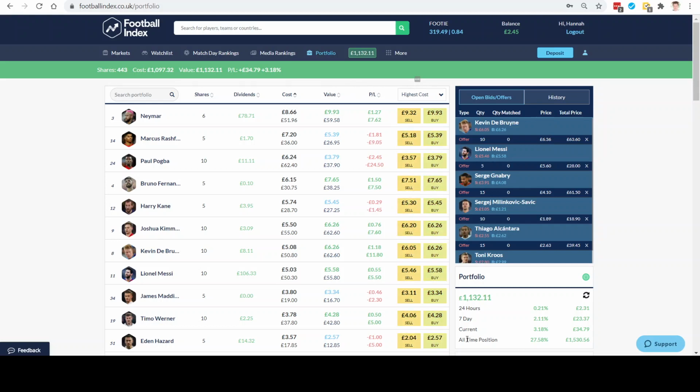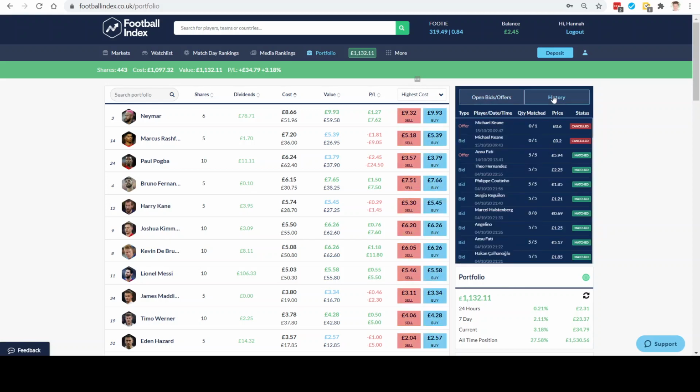But you can see the all-time position here. So this is your all-time profit, the players that you've sold, bought, that sort of thing, and your current portfolio. So that adds it up all together. You've also got on here your current again, which is this one, and 7-day portfolio figures and last 24 hours. Okay. Now on this section here you can see your open bids and offers, and you can also see a history of who you've purchased or who you've sold.